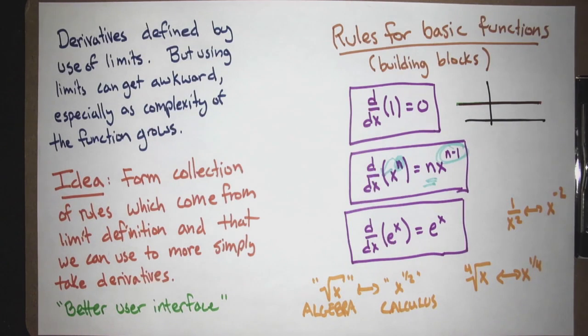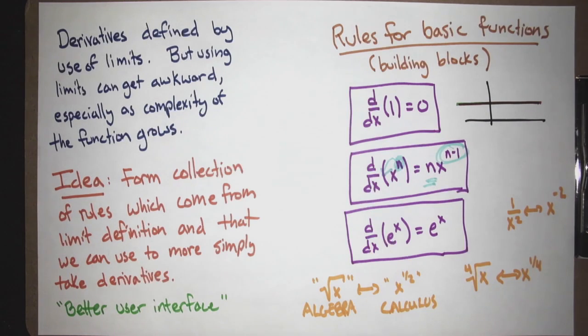All right, our other function is e to the x. And, well, what can we say? It's a great function. The derivative of e to the x is e to the x. Wow, that's cool. Why is that? We'll explain that in a few minutes.